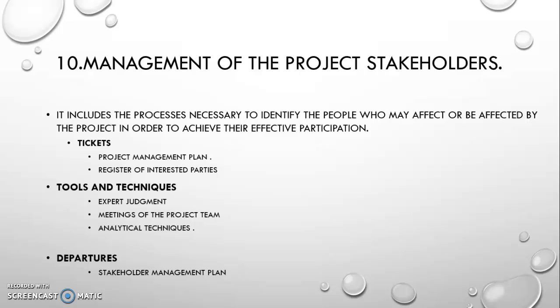And the outputs: the stakeholder management plan is a component of the project management plan which identifies the management strategy necessary for the effective participation of the stakeholders. The stakeholder management plan can be formal or informal, very detailed, or broadly framed, based on the needs of the project.